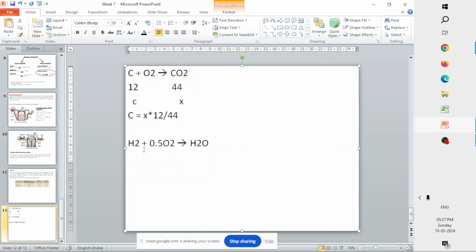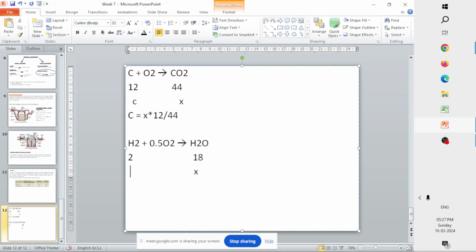The molecular weight is 2, and for H2O the molecular weight is 18, and you know how much the weight is going to increase in your CaCl2 tube due to the absorption of water molecules by your calcium chloride. So let that be X. X is known to us.